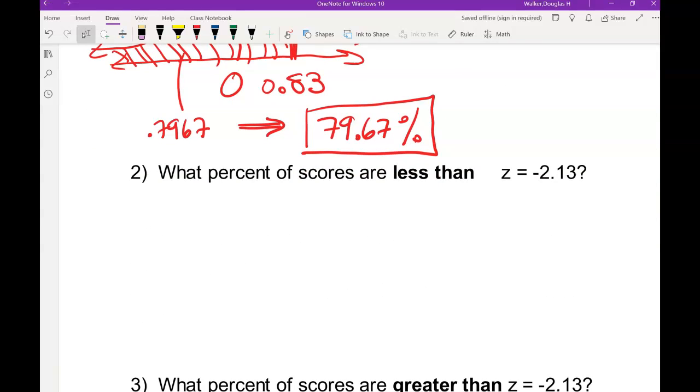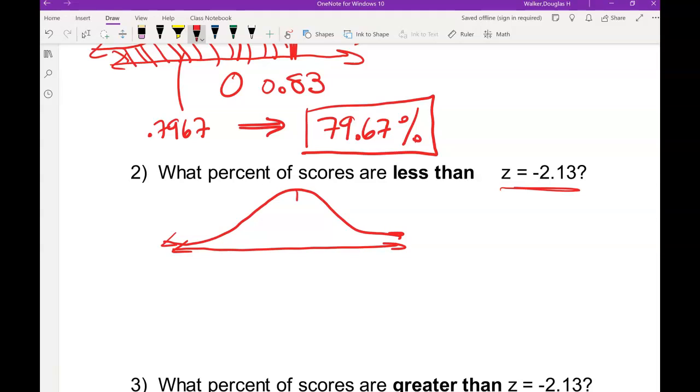So the next one is what percent are less than a z of negative 2.13? So this is a negative z. So if I do my little sketch here, here's my 0. This is to the left. Negative 2 is quite a ways to the left. If you remember, there wasn't much less than that. So we're looking at this part. So this is going to be the negative z table.